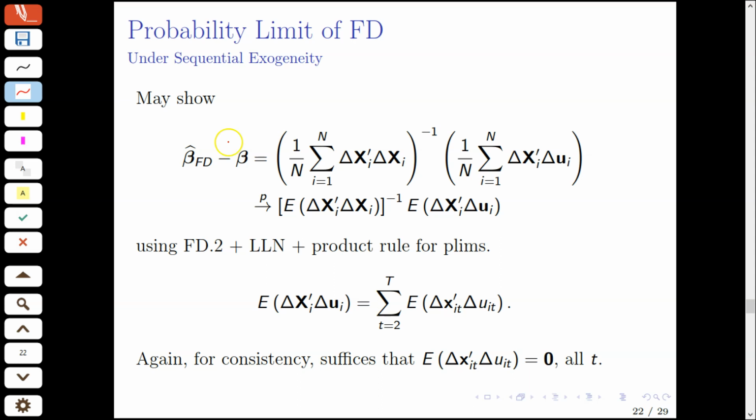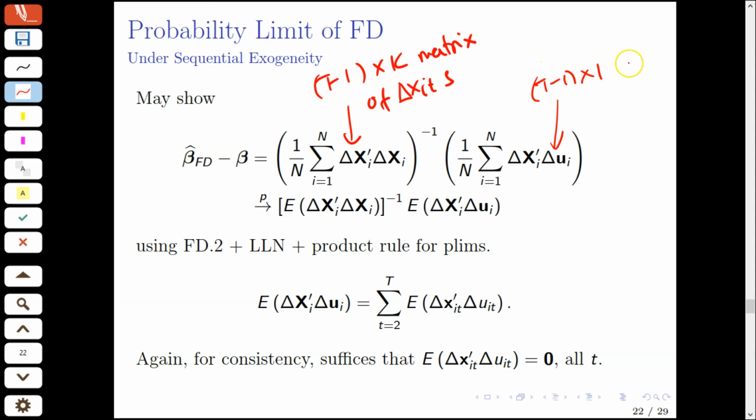Okay, again, one may rearrange or plug in the model and show that the difference between the first difference estimator and the parameter we're trying to estimate can be expressed as the product of two terms. Here we're dealing with the average of the differenced regressors, where now delta boldface X_i denotes a (T-1) by K matrix of the differenced X_it's. There's only T-1 rows because we lose one period of data upon first differencing. And here, delta boldface u_i denotes a (T-1) by 1 vector of the differenced disturbances.